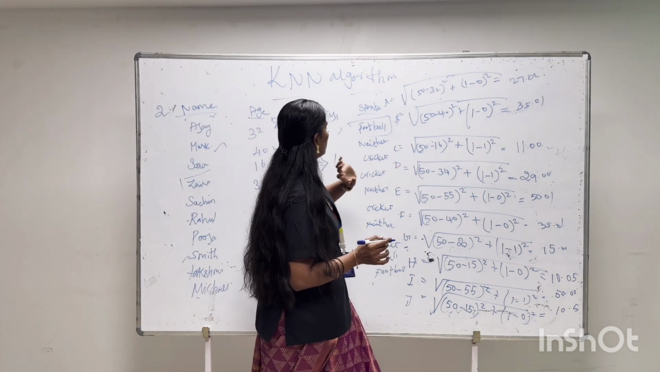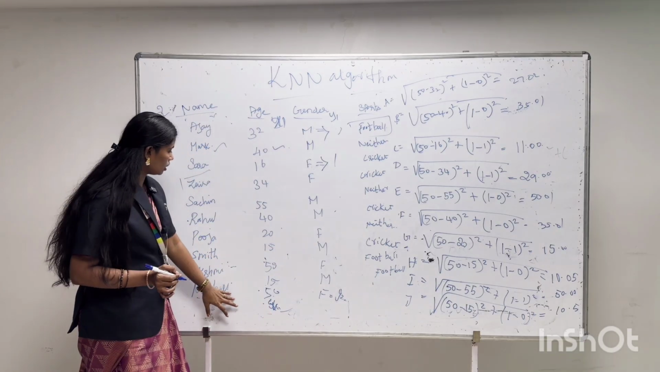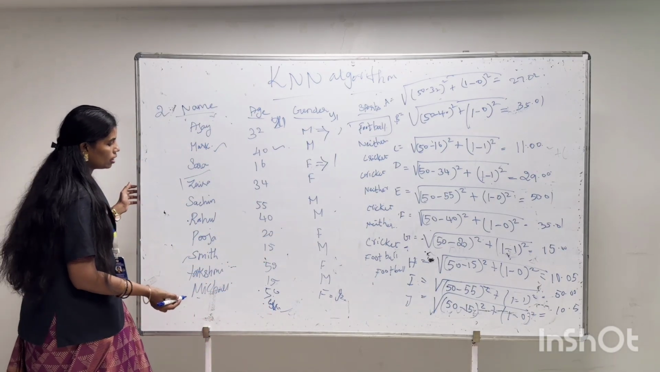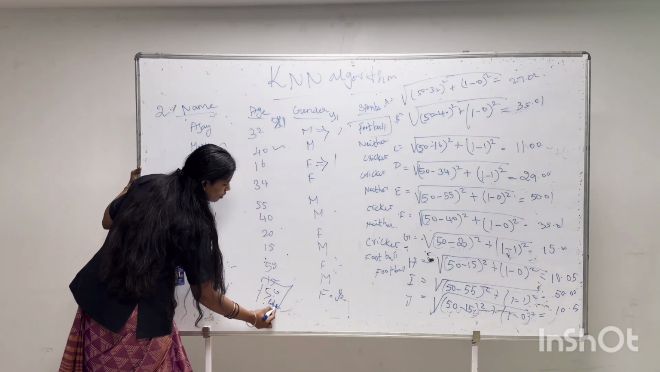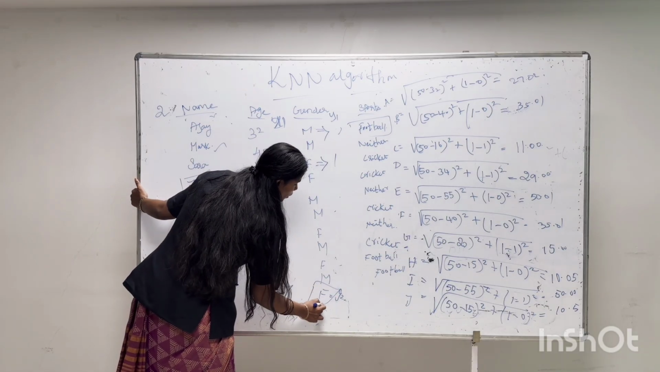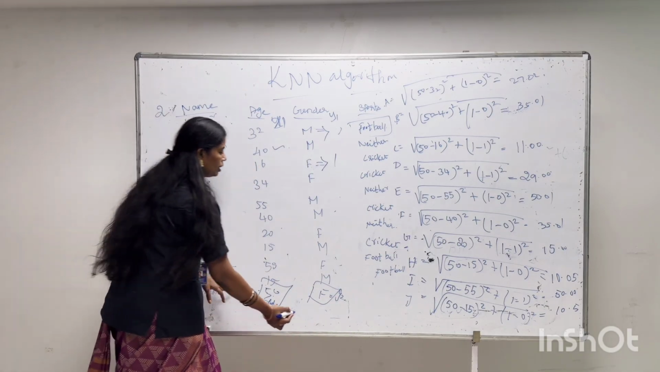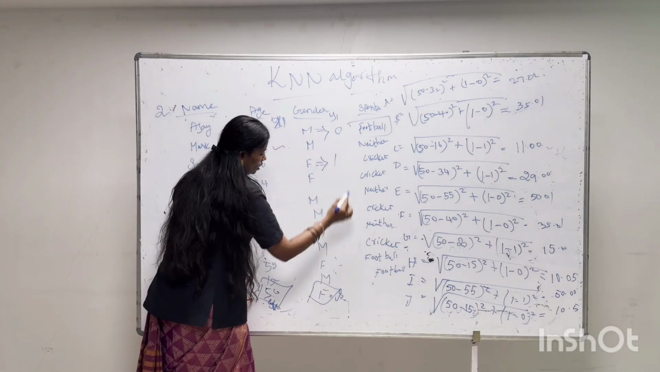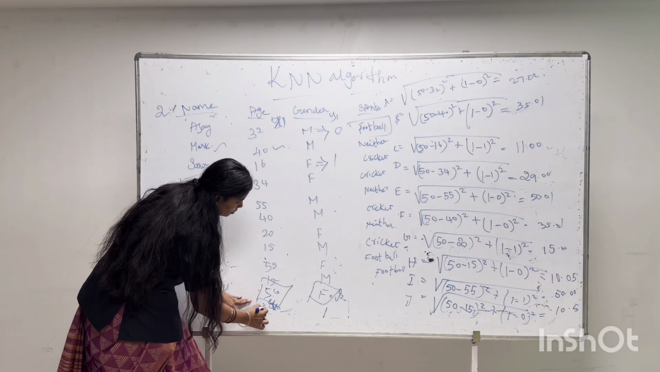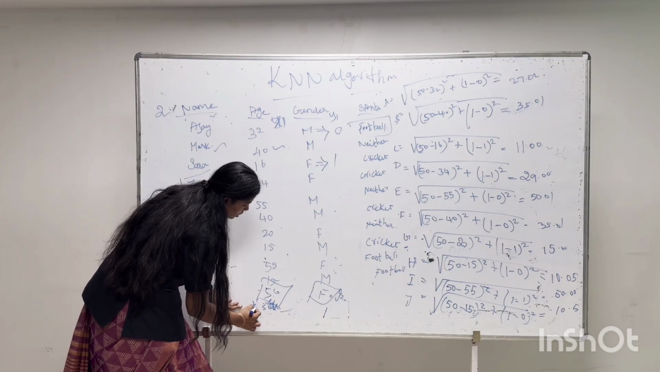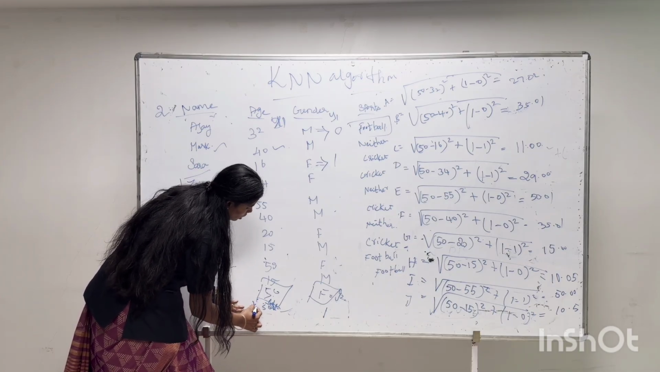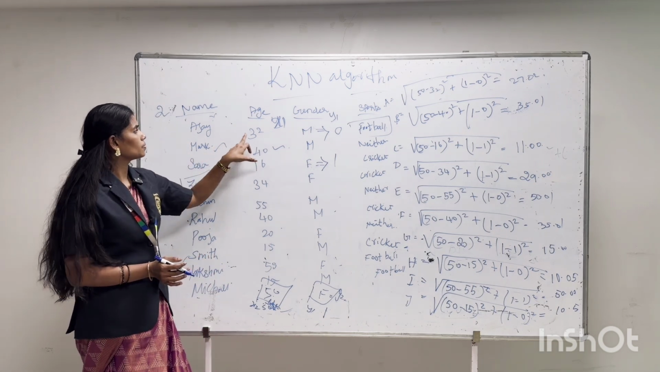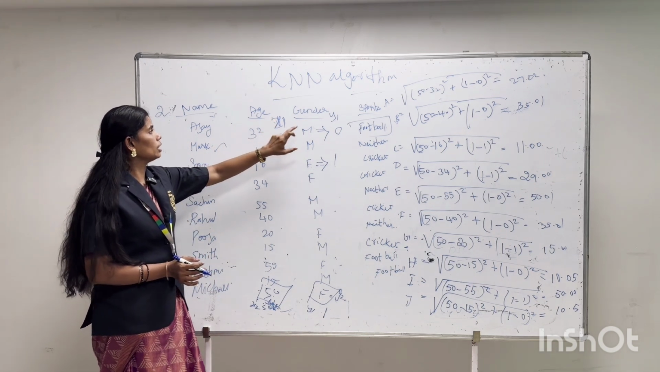Here I have taken the x2 value for Angelina, whom we are going to find. For Angelina, the age is 50 and she is denoted as female. The female value we assumed as 1 and the age is 50. So this consists of x2 and y2 values. The already given values we have taken as x1 and y1.